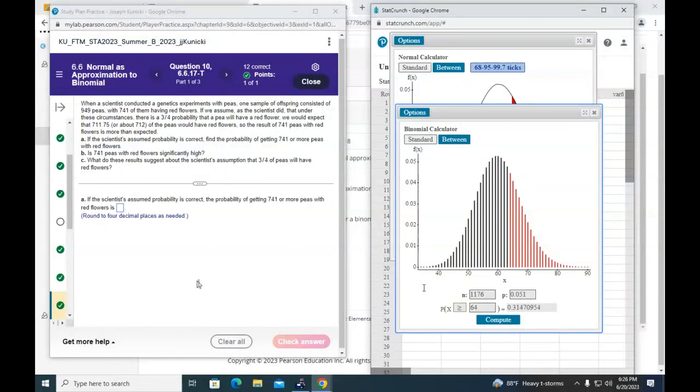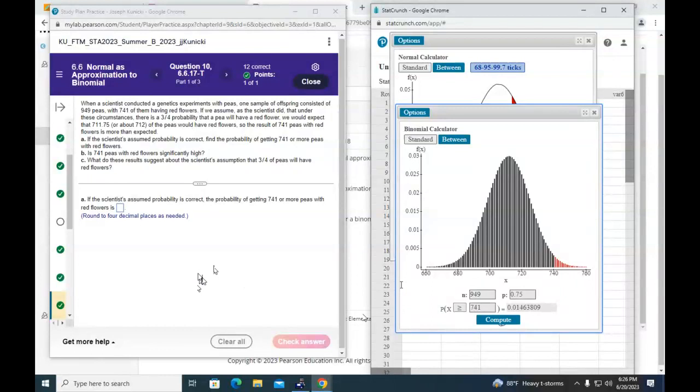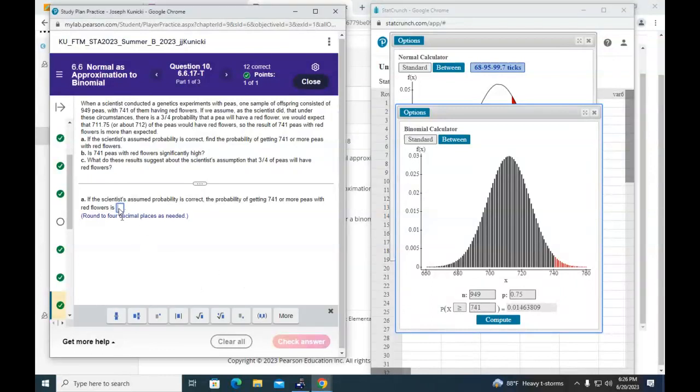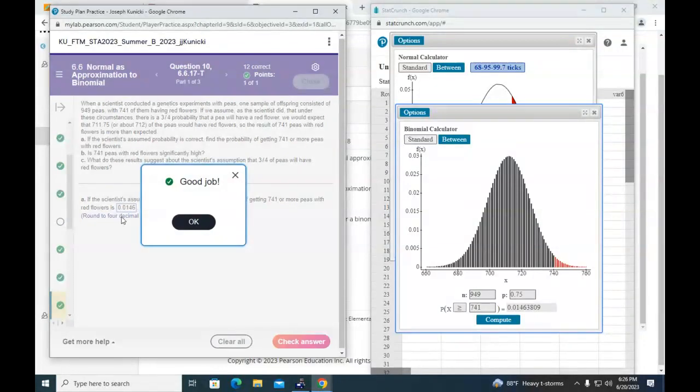So they want to know, is 741 that much higher than what you expect? All right. So if the scientist's assumed probability is correct, find the probability of getting 741 or more peas with red flowers. So he had 949, and his probability he assumed was 75%. So what's the probability that he would get 741 or more in the binomial? And that is 0.0146. Let's see if it works. Straight up binomial. See? It works. So you don't have to go into the normal.